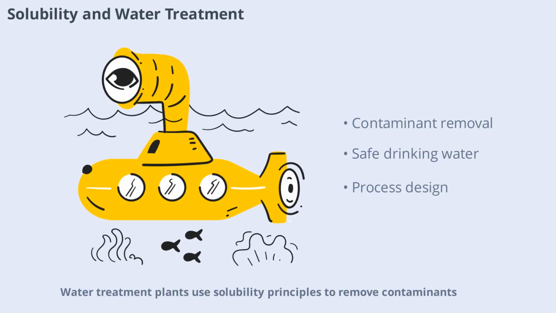Water treatment plants use solubility principles to remove contaminants. Chemicals are added to dissolve or precipitate unwanted substances, making water safe to drink. Understanding solubility helps engineers design effective treatment processes that protect public health.